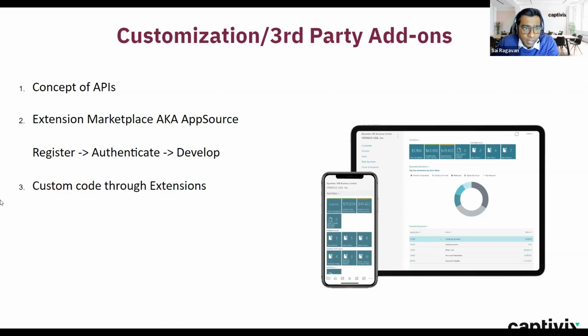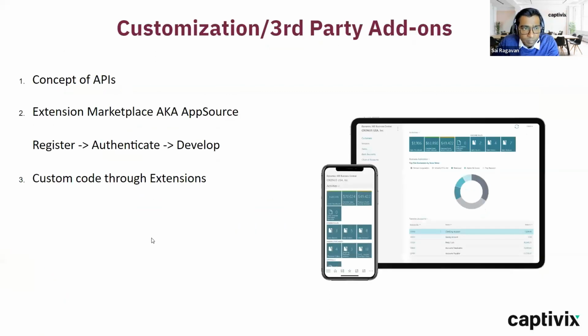So once we understand that concept of APIs, now we can talk about the extension marketplace. This is like the app source, right? Like the Google Play app that you see on your mobile phones. This is the app source for Microsoft. I'm going to share that screen with you so you get an idea of how it looks.